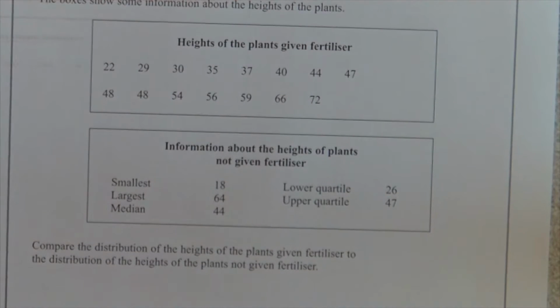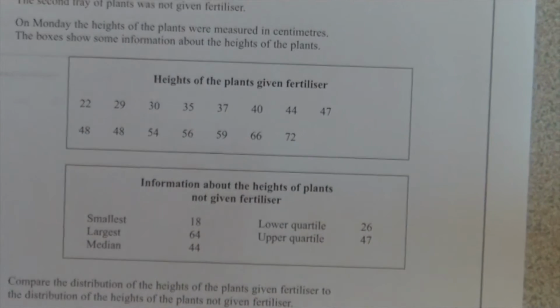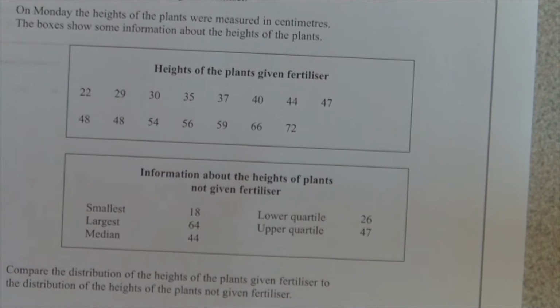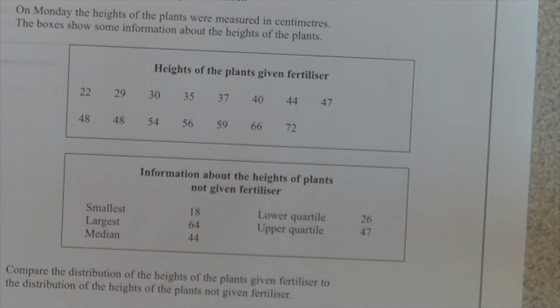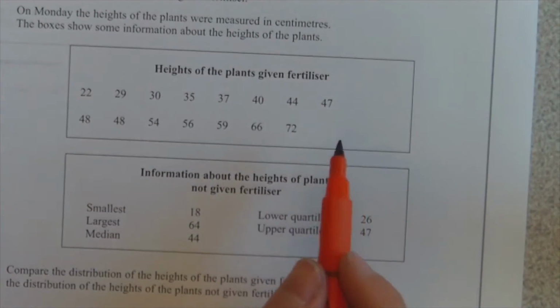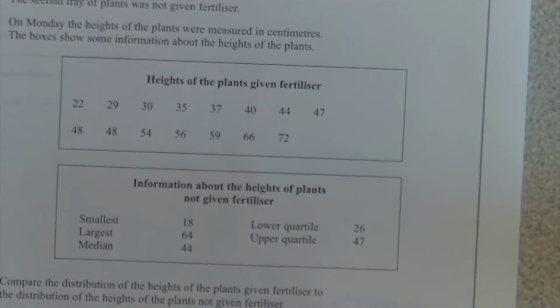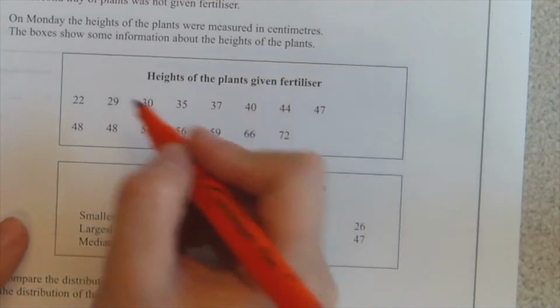If we look at the information they've given us, one is just the actual heights of all the plants they've measured. The other is telling us smallest, largest, median, lower quartile, upper quartile. So there's a big hint in that they probably want us to find similar sorts of information about the heights of the plants given fertilizer, in order to compare them. So I'd probably start by working out the median of this, okay? Handily for us, the data's already in size order from smallest to biggest.